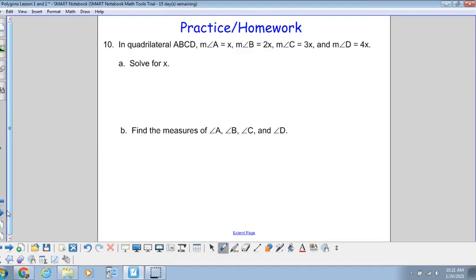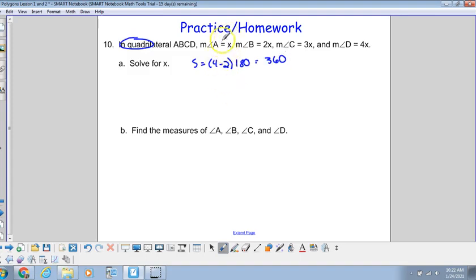And our last problem on this page: in quadrilateral ABCD, the measure of angle A equals x, the measure of angle B equals 2x, the measure of angle C equals 3x, and the measure of angle D equals 4x. Solve for x. Okay, important information. It is a quadrilateral, so it has 4 sides. So let's find the sum. The sum is going to be 4 minus 2 times 180. So that's going to be 360. All the interior angles together add up to be 360.